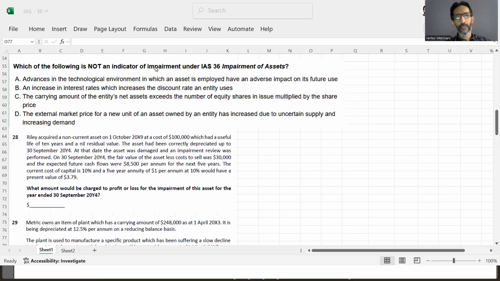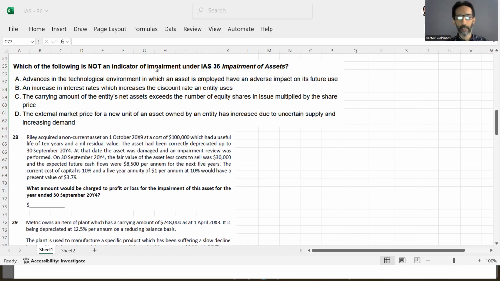So whenever we are trying to calculate impairment, we have to see indicators. Some indicators are internal, some indicators are external. However, this question is not asking to figure out which are internal or external. This is just asking which is not an indicator. So we are provided with 4 options. We can see that 3 options will be indicators of impairment. Only one of them is not going to be an indicator.